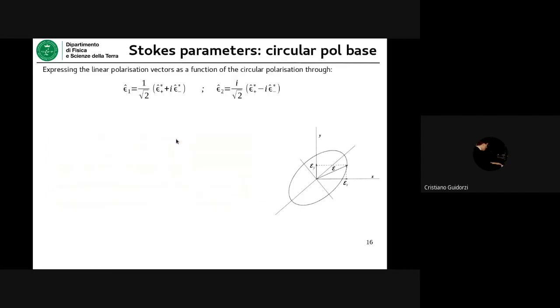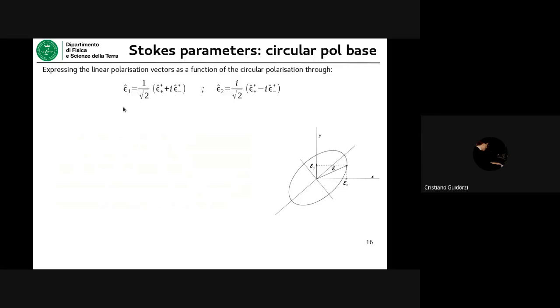Now let's move on. If you invert the relation between the circular polarization base and the linear polarization base, which we defined a few slides ago, where we defined epsilon plus and epsilon minus as a function of respectively epsilon 1 and epsilon 2, it's just something for kids, you immediately see that you recover these inverse transformations. So now we have epsilon 1 and epsilon 2, the linear base, as a function of the circular unity vectors. This is something that you can immediately see.